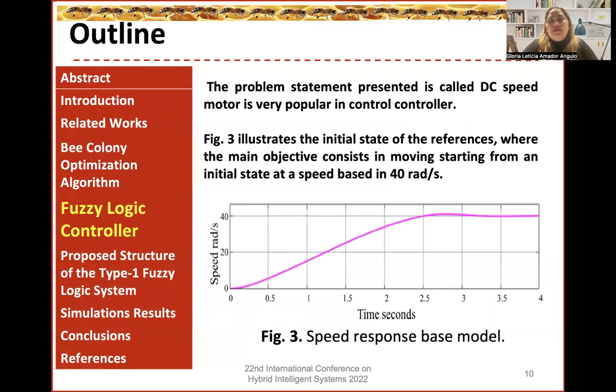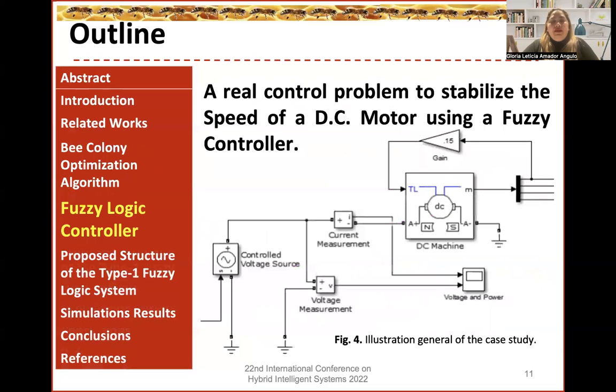The problem statement presented is the DC speed motor, which is very popular in control. Image number 3 illustrates the initial state of the reference. A real control problem is illustrated in image number 4.